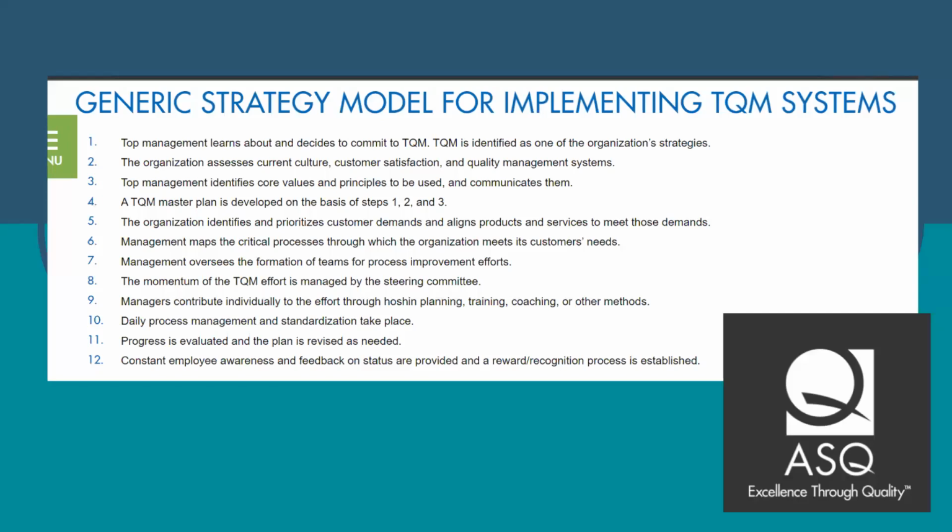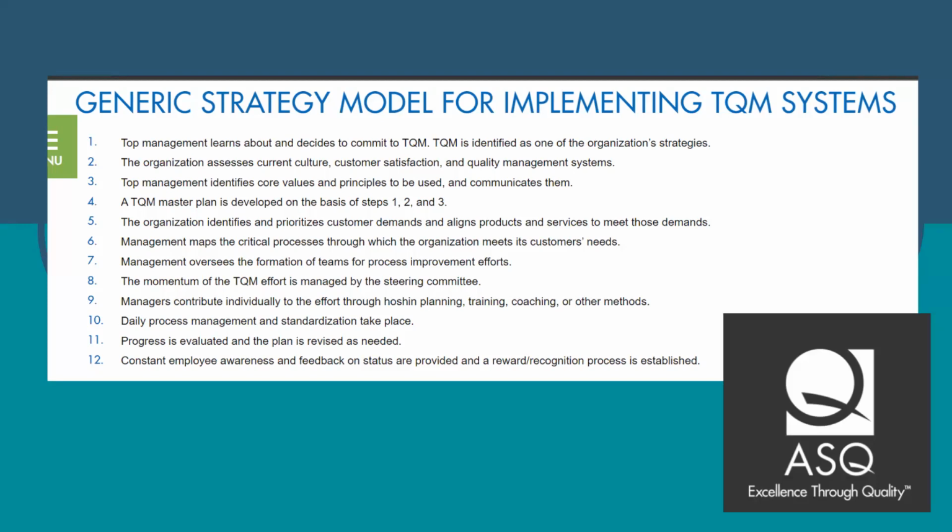the generic strategy model for implementing TQM systems includes: Number 1, top management learns about and decides to commit to TQM. TQM is identified as one of the organization's strategies. Number 2, the organization assesses current culture, customer satisfaction, and quality management systems. Number 3, top management identifies core values and principles to be used and communicates them. Number 4, a TQM master plan is developed on the basis of steps 1, 2, and 3.